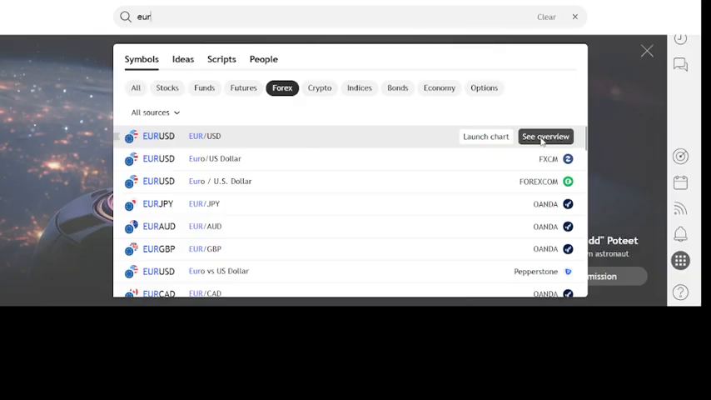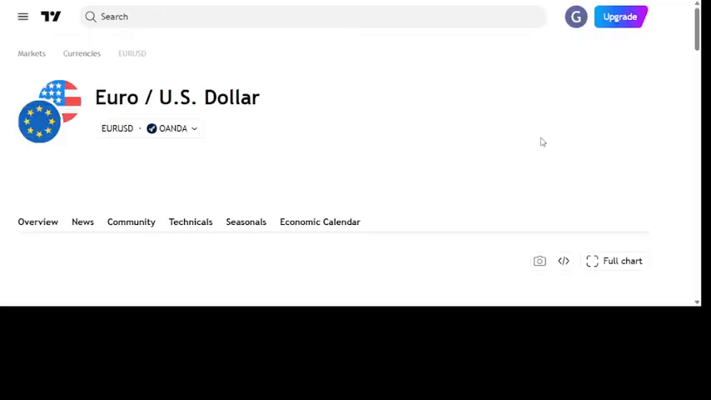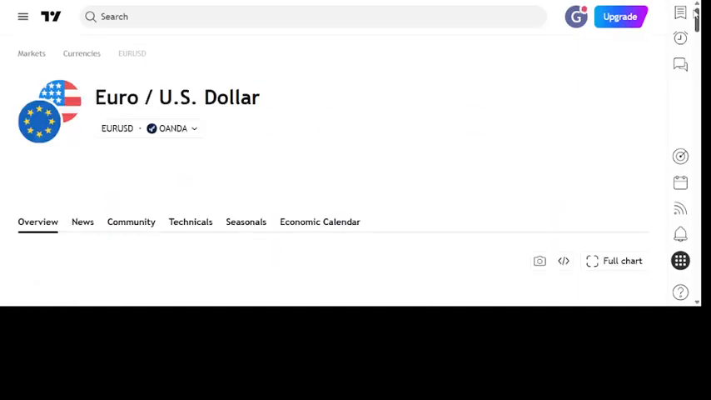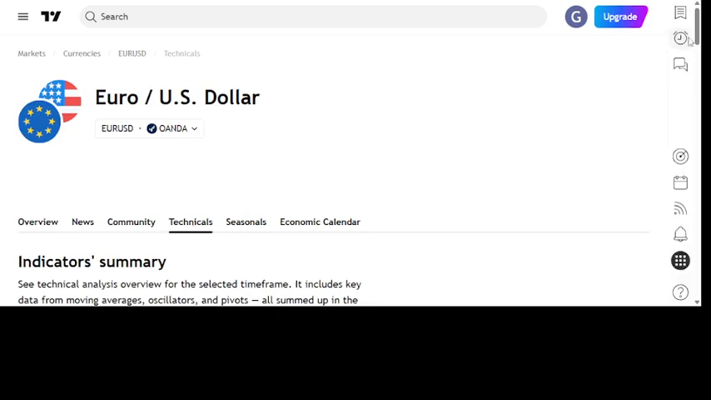So we click on see overview, and this loads up these technical indicators. Oh, wait a minute. First, once you do the Euro USD, then you click on technicals here for the Euro USD.